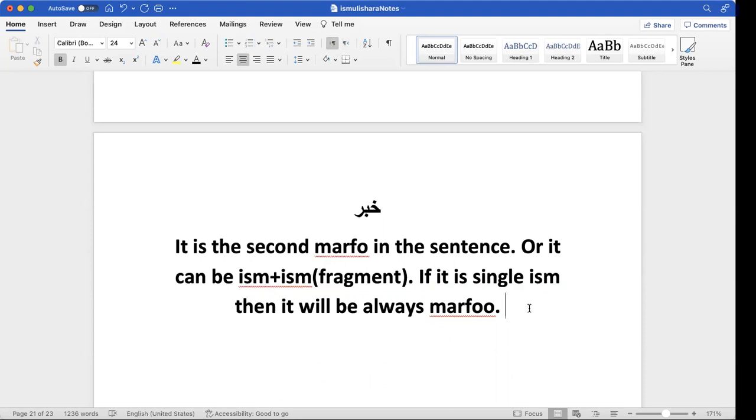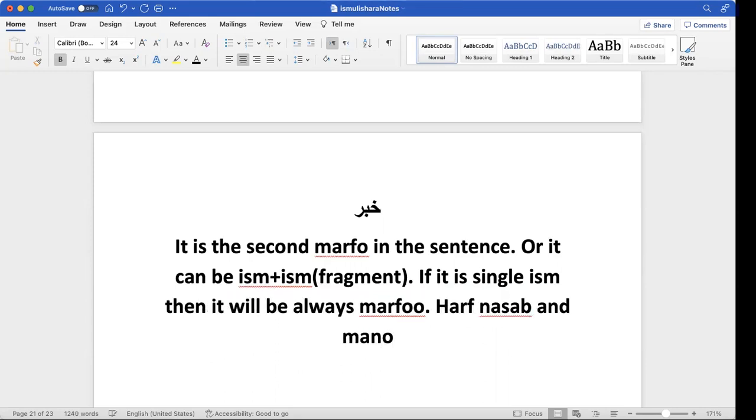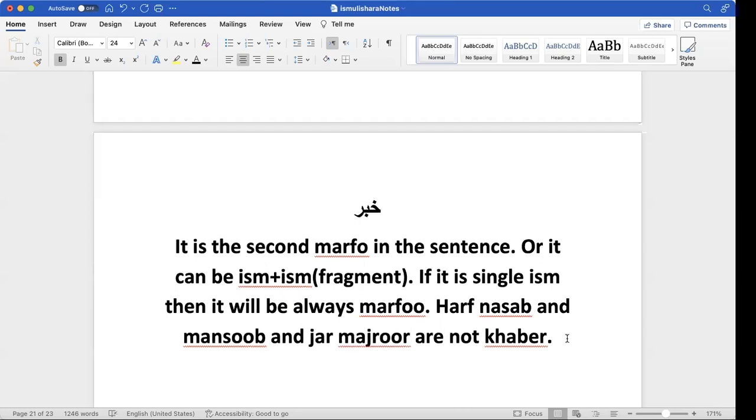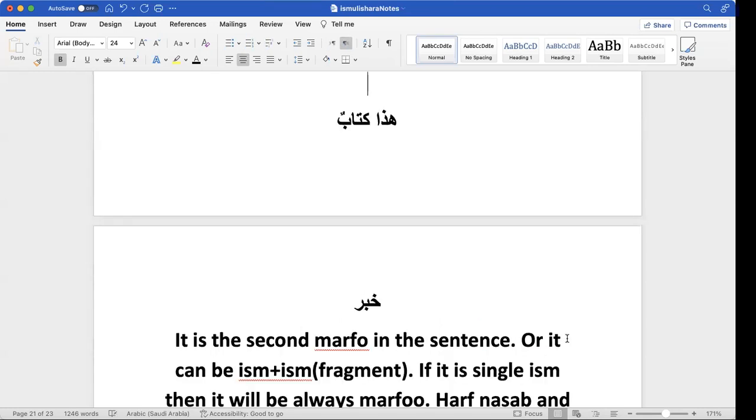So you can say harf nasab and mansub, or not khabar. Okay, harf nasab mansub and jar majroor, you can say jar majroor both, they cannot be khabar. Okay. Now let's see this example.